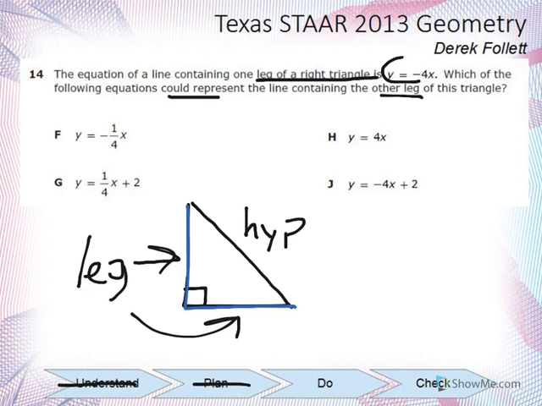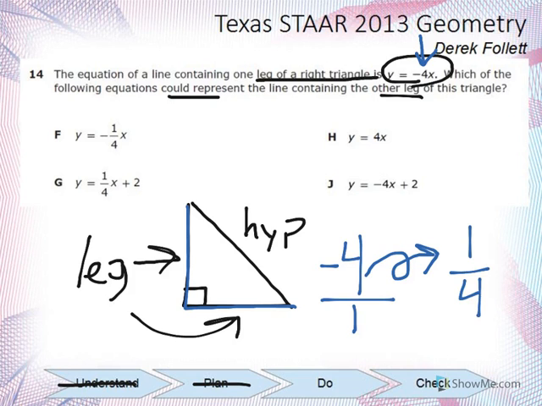Okay, so my original line here, what's the slope of that? Well, it's the coefficient on the x, so the slope of that line is negative 4. And the slope of a perpendicular line would be the opposite reciprocal. So I'm going to flip that over. 4 over 1 will become 1 over 4. And it was negative before, so now it's going to be positive. So I know a slope of a perpendicular to my first leg should be 1 over 4. So that would be choice G.